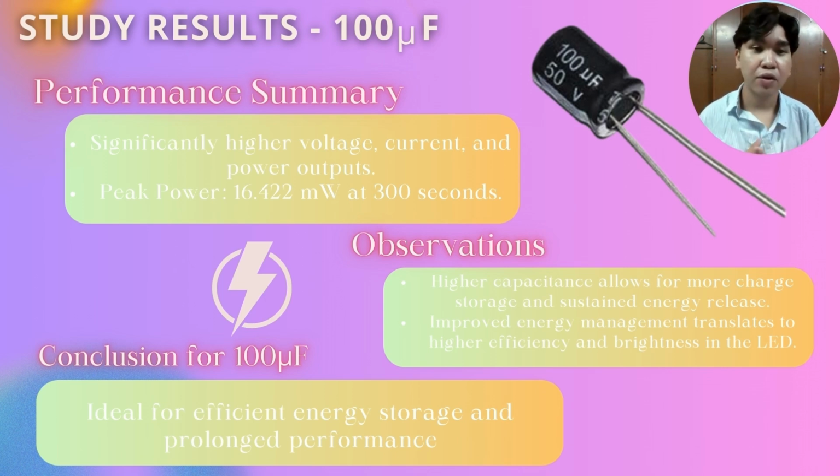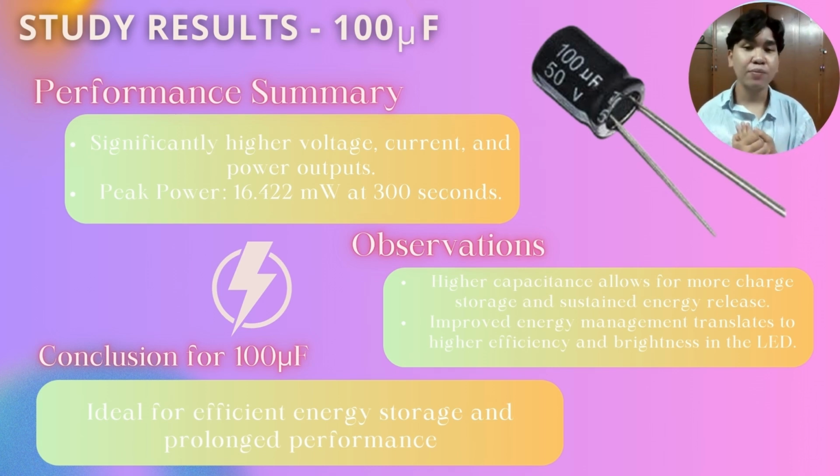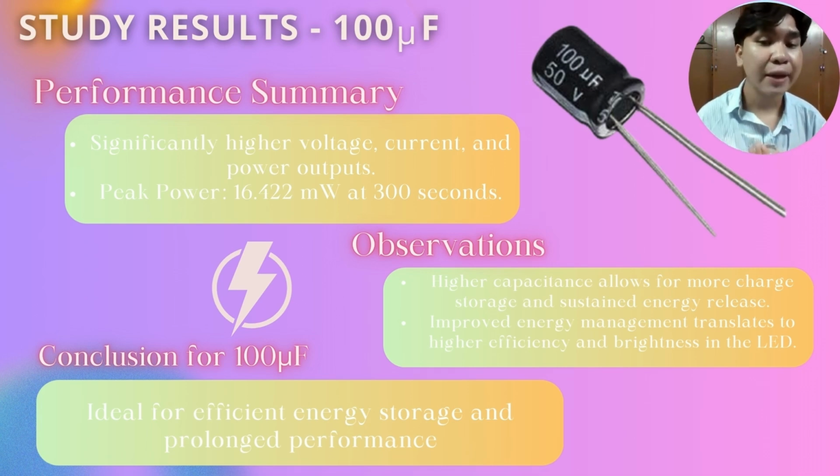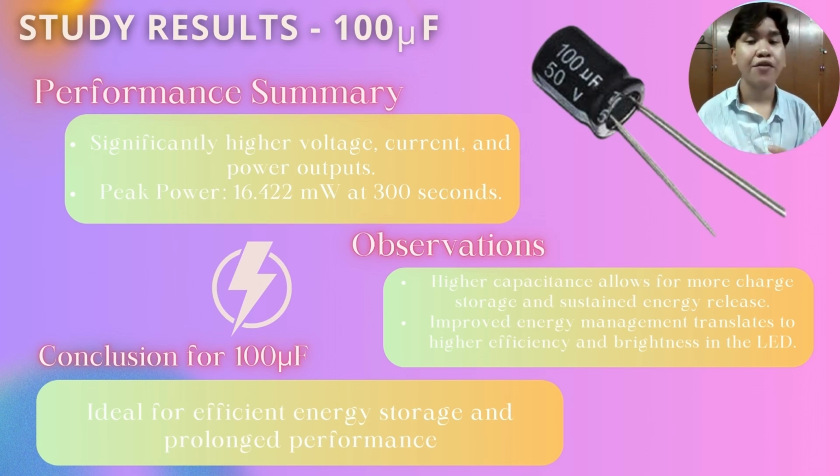For the study results for the 100 microfarad capacitor, the performance summary is significantly higher voltage, current, and power outputs than the 47 microfarad capacitor. The peak power is 16.422 milliwatt at 300 seconds. For the observations, the high capacitance allows for more charge storage and sustained energy release, and the improved energy management translates to higher efficiency and brightness in the LED. For the conclusion, the 100 microfarad capacitor is ideal for efficient energy storage and prolonged performance.